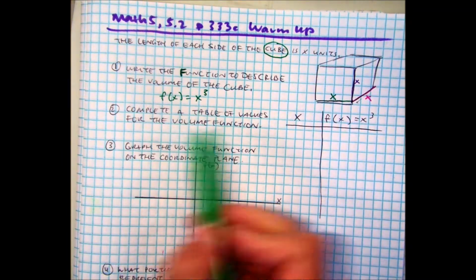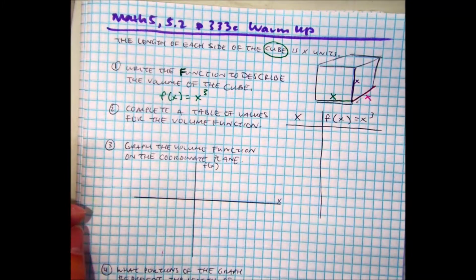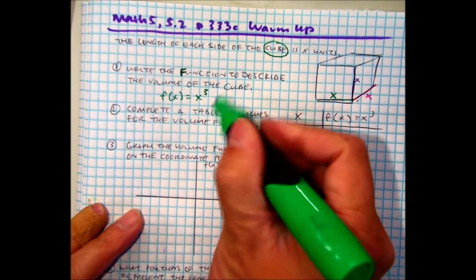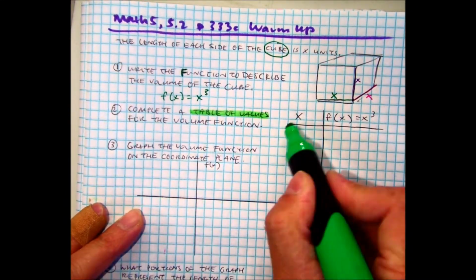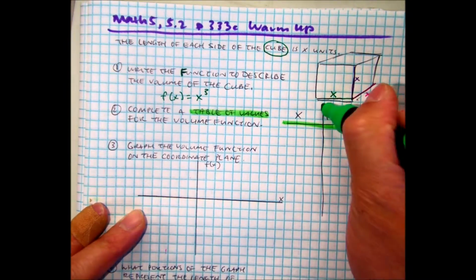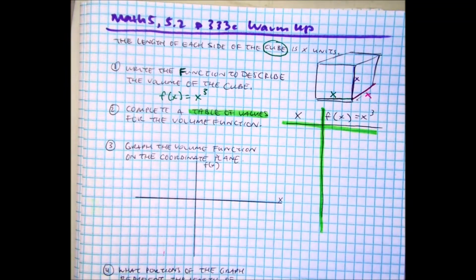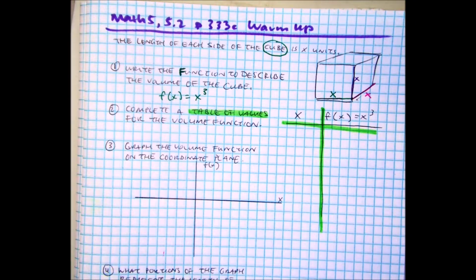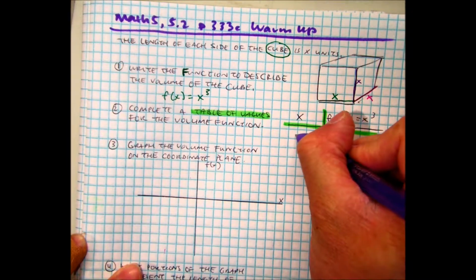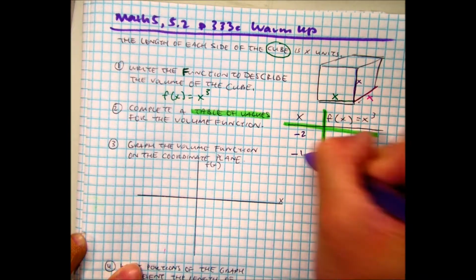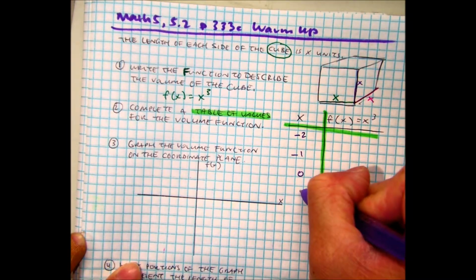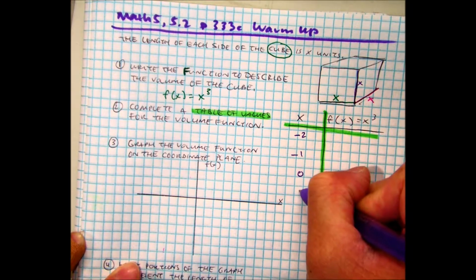Complete a table of values for the volume function. So here is a table of values. It's this thing right here. So I'm just going to go ahead and pick some numbers. Again, this is a test-taking strategy that you might have to use not only for this class, but for higher level tests like ACTs or SATs, entrance exams. So I'm going to start at -2. You always want to pick negative numbers, include 0, and then the positive numbers.